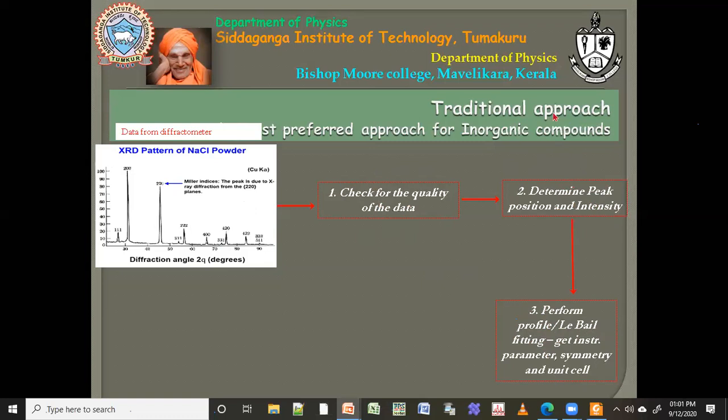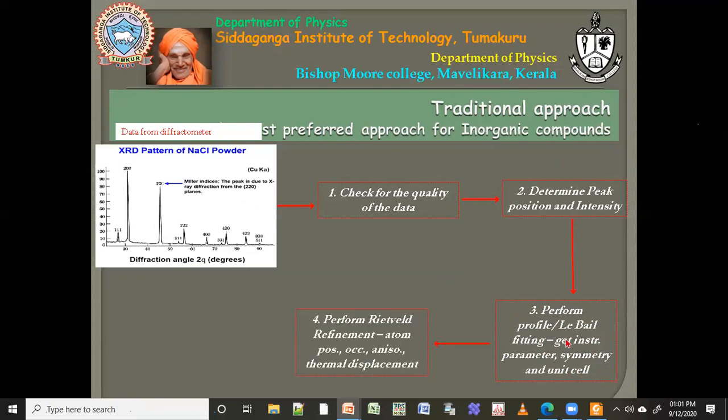One is you just do a profile match. Profile matching means you take your data and put it along with your reported data, and then you see whether it is a pure phase or an impure phase. This you are going to do in profile matching by using Qualx. The other one is you can do this kind of Rietveld fitting, and you can also find the symmetry and unit cell parameters. There are two methods of doing it: either by comparing with the reported data, or by doing it yourself, just by some fitting.